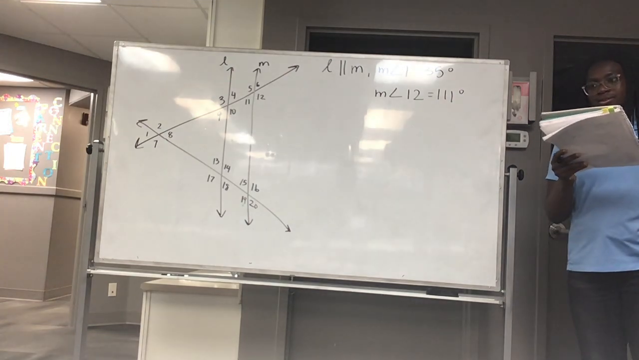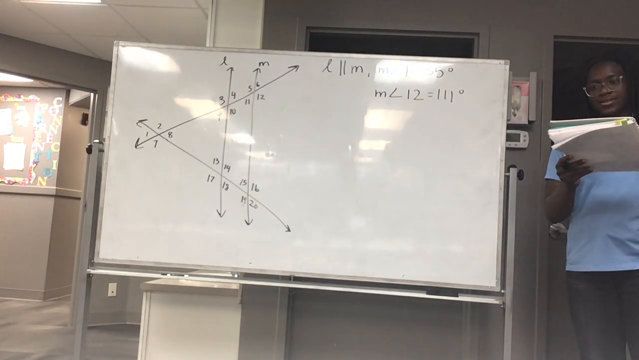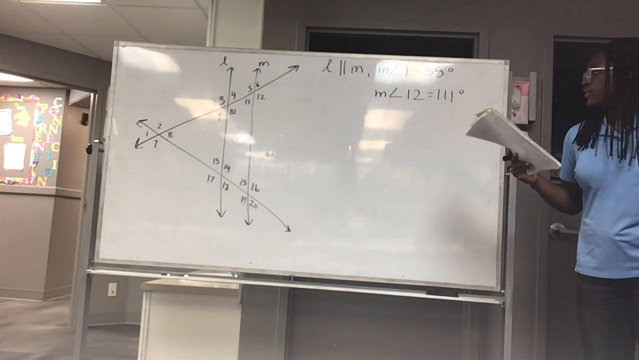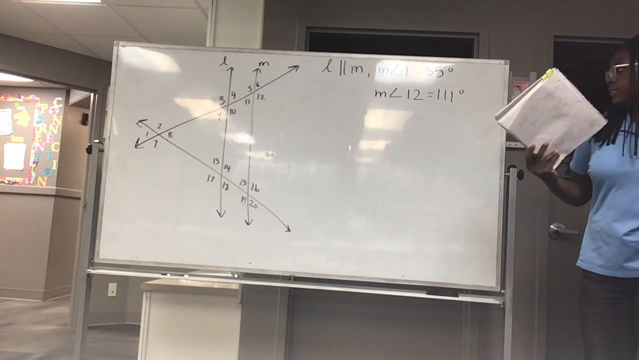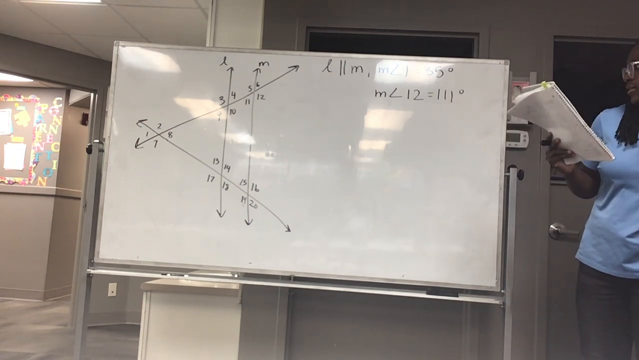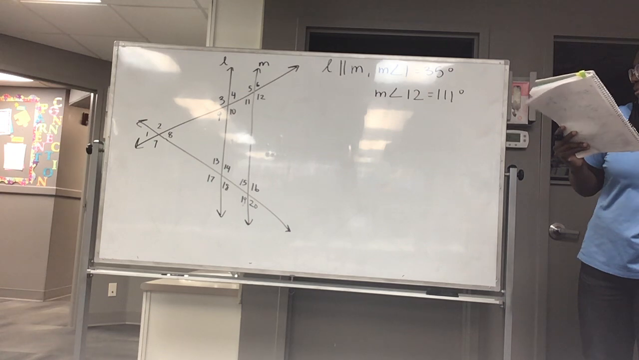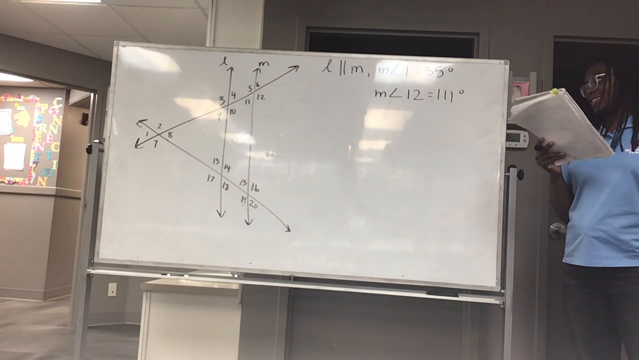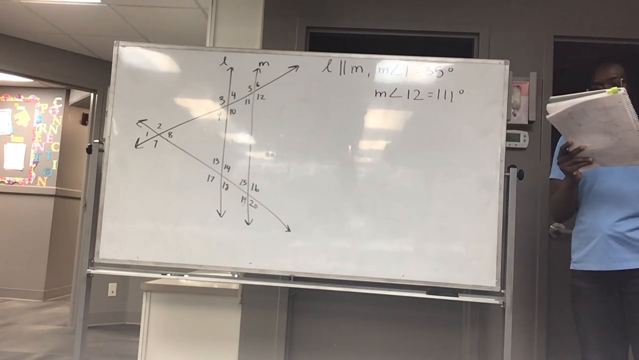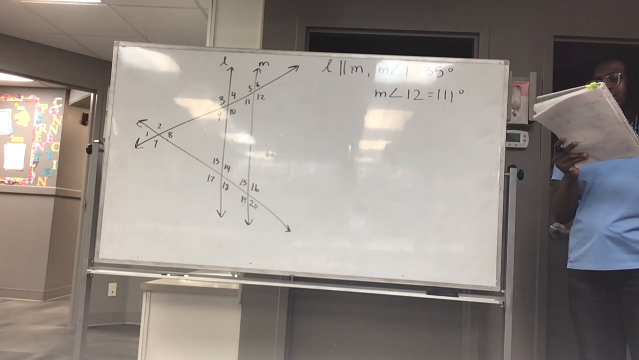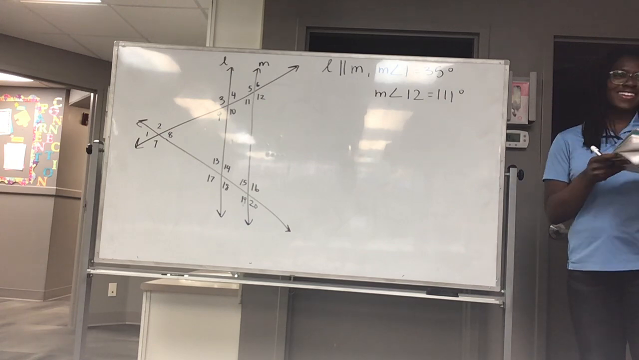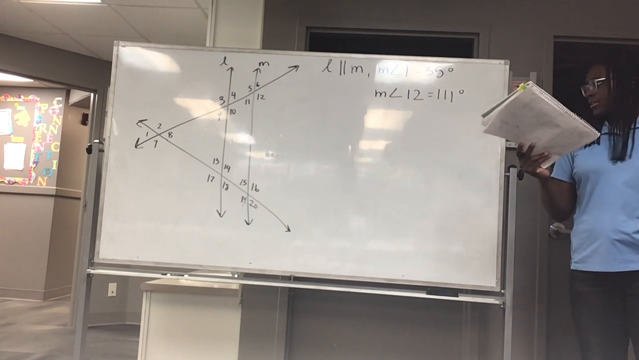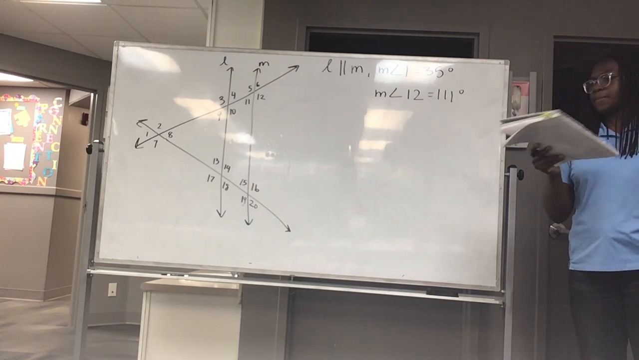14. 104. 15. 76. 15 should be... Oh no, yeah, you're right. 15 is 76. Sorry. Okay, 16. 104. 17. 104. Oh wait, did I just say that? Okay, sorry. 18. 76. 19. 104. And then 20. 76.